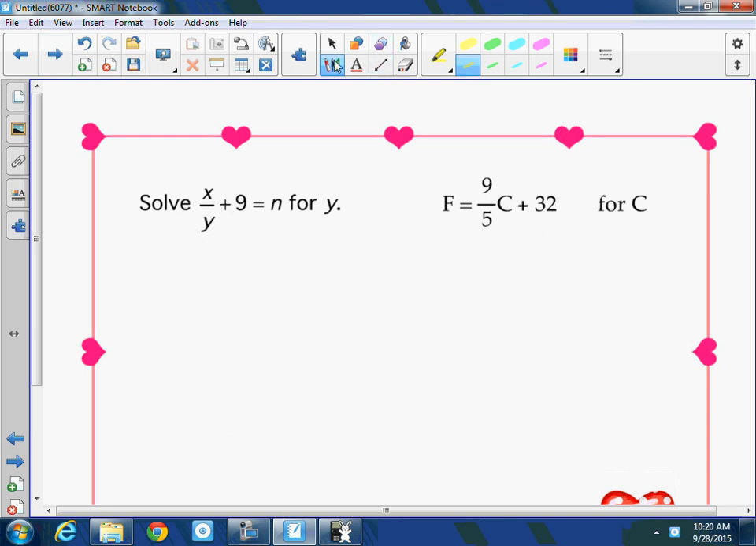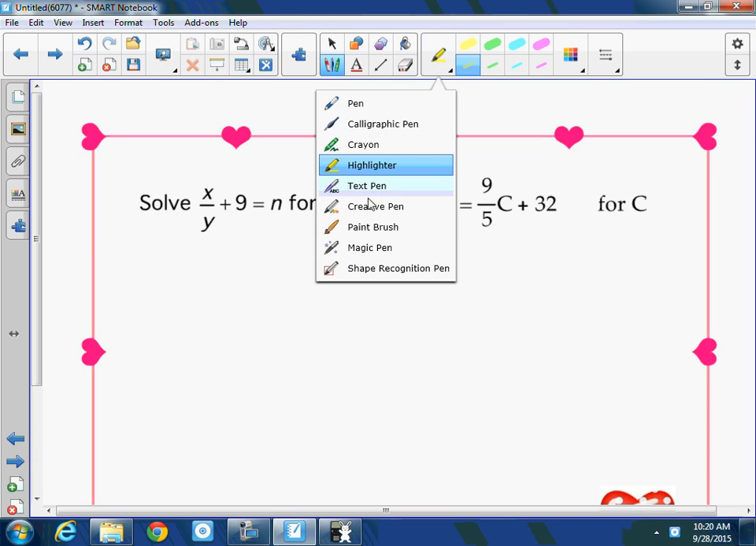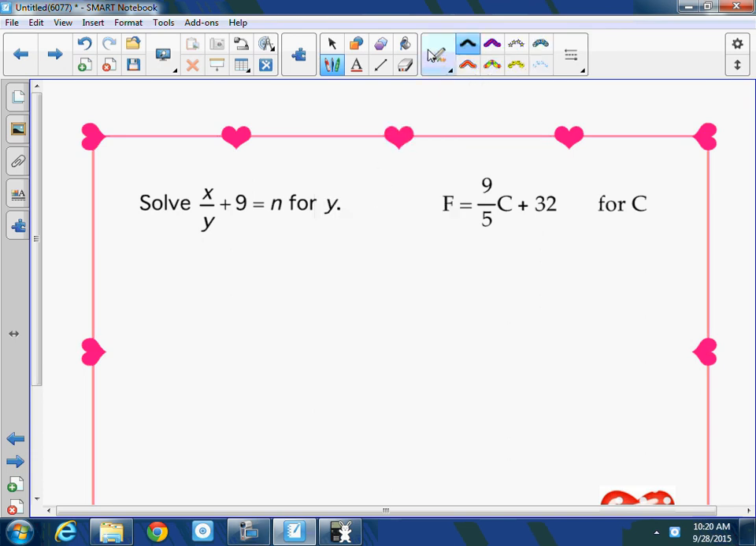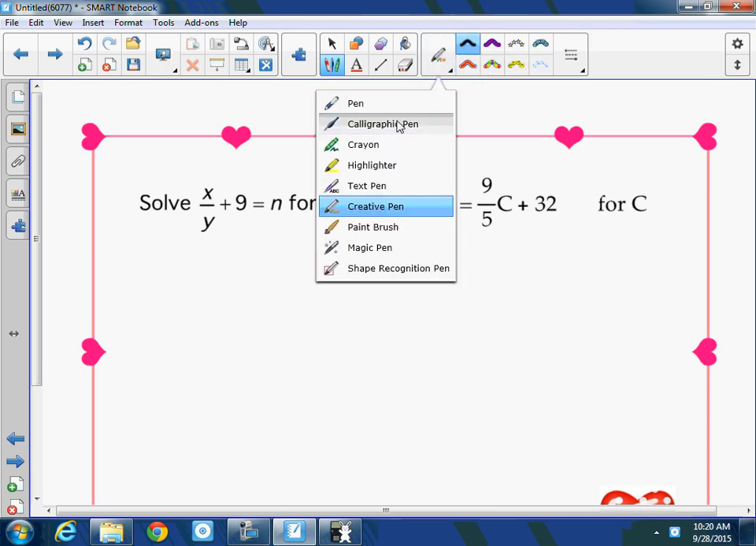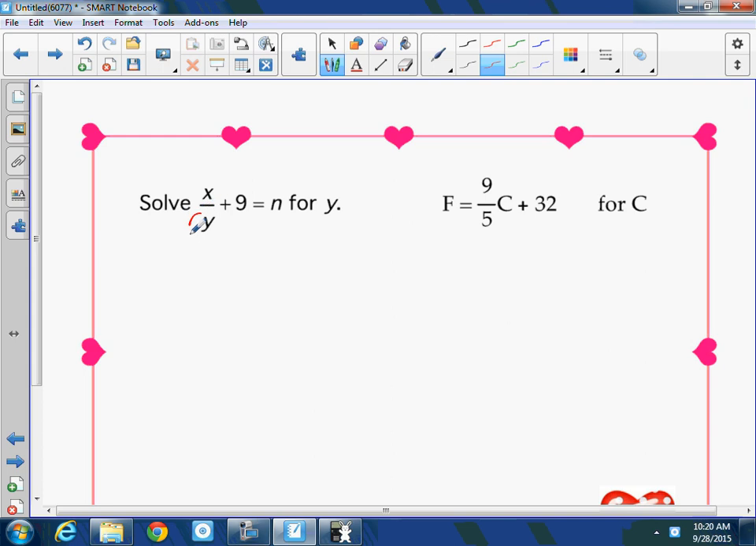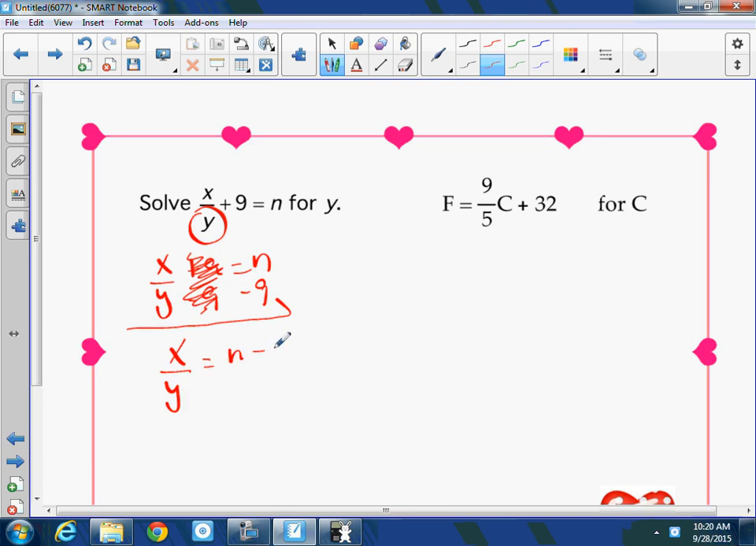All right, to solve for y. I'm sorry, I'm not solving for y. That's silly. I'm solving for y. Yeah, I am solving for y. Okay, so x divided by y plus 9 equals n. So I'm going to take away 9 first. That gets rid of this. So I'm going to have x divided by y equals n minus 9.